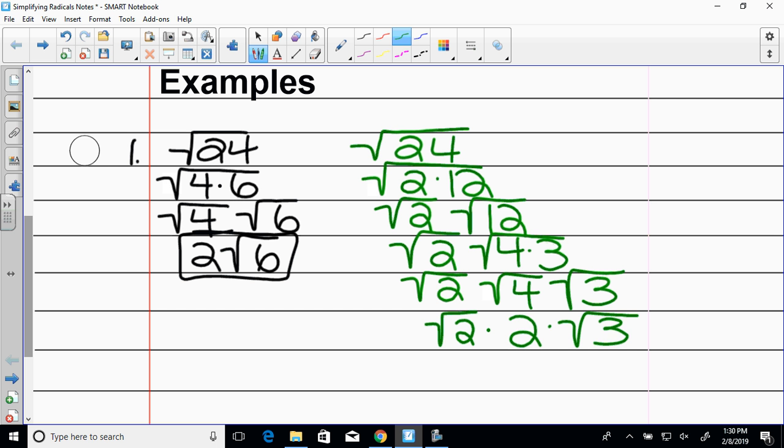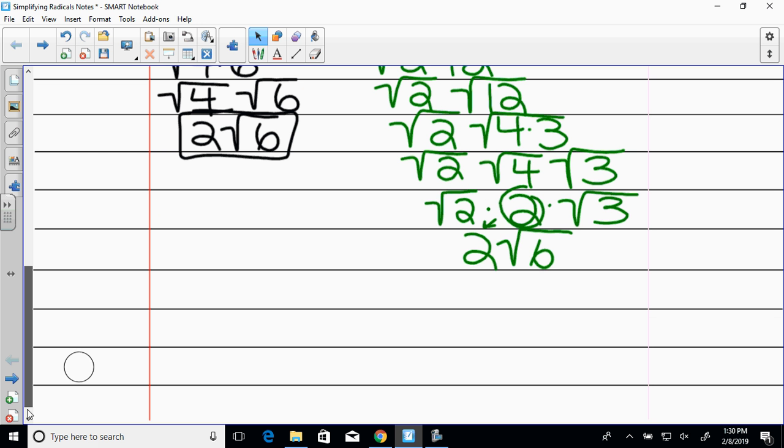So everything that's outside of the radical stays outside, so I'm going to bring the 2 out in front. This 2 comes out front. But the square root of 2 and the square root of 3 is going to stay under the radical, and we can multiply those together to get square root of 6. Either way, you still get the same answer. But if you make sure you use the biggest perfect square factor, it'll be a quicker process. All right, let's try another example.